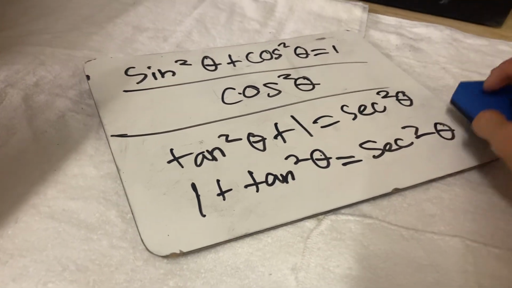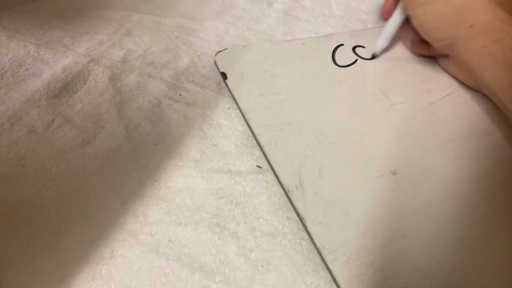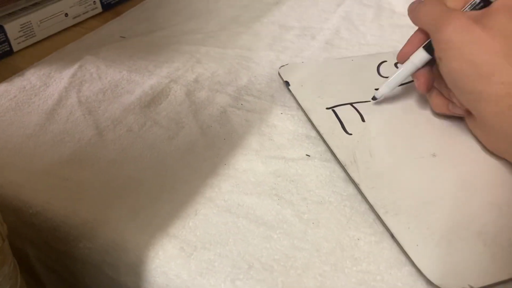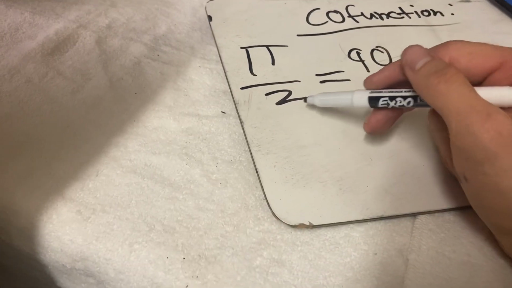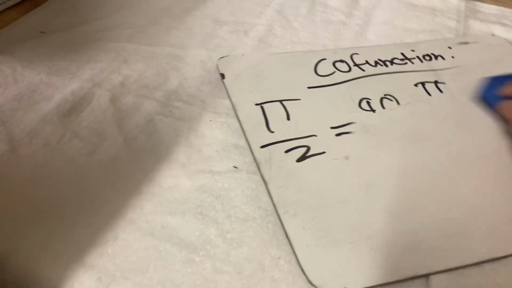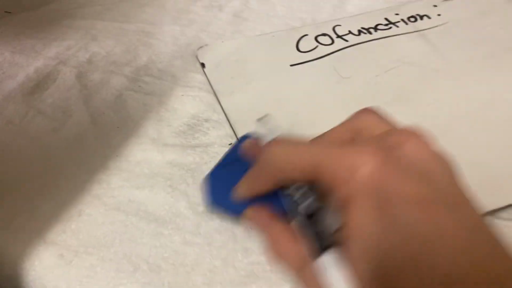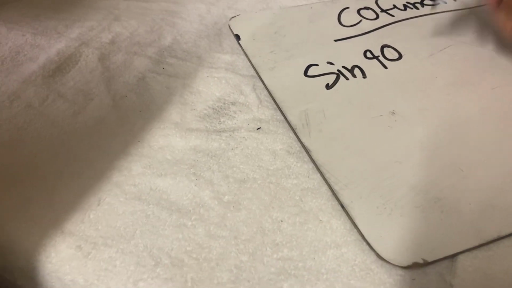Now, last but not least, we've got the co-function identities. If you recognize this symbol, it stands for 90. If you have pi over 2, that means it's 90. If it's just pi, it's 180. When you apply this to the functions, it would look like this. You could put pi over 2, but for the sake of simplicity, I'm going to put 90.